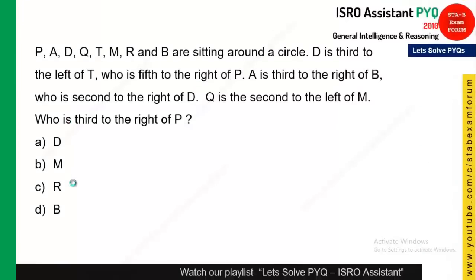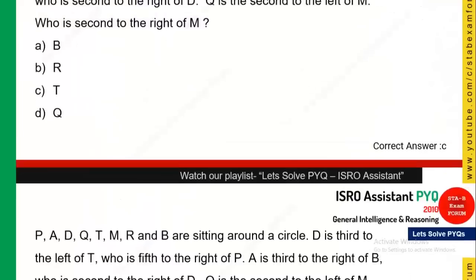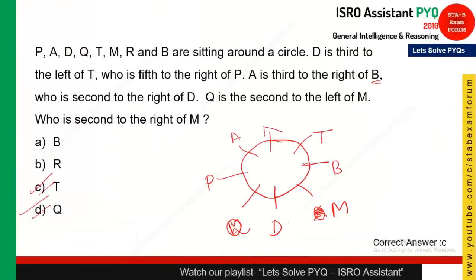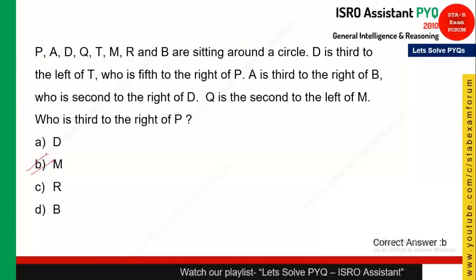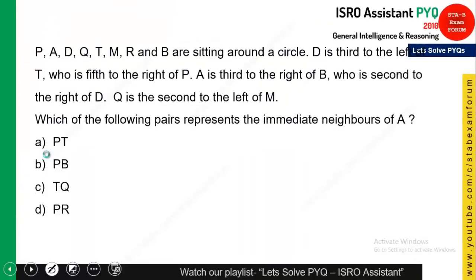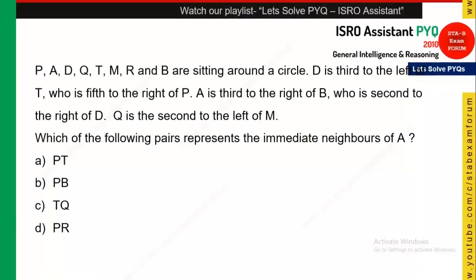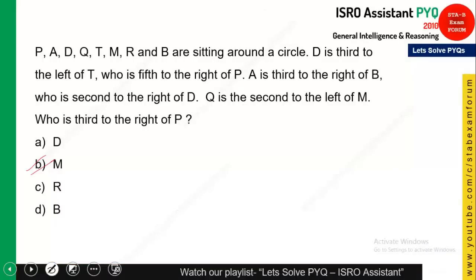Let's see the next question. Who is third right of P? This is R. Who is third right of P? Let's see. 1, 2, 3. M should be there, and M is the correct answer. Okay, let's see the next question. Which of the following pair represent the immediate neighbor of A? Let's go to the diagram.